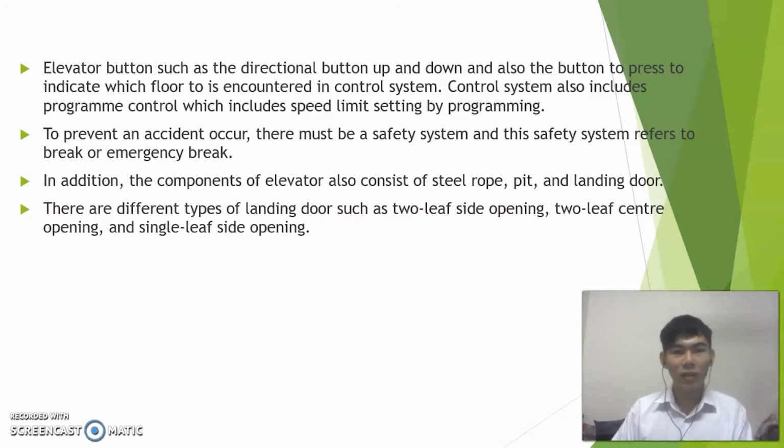The control system includes electric buttons such as directional buttons up and down, and also includes program control, which includes speed limit setting by programming. There is also a brake to prevent accidents from occurring. In addition, the components of the elevator also consist of steel rods, speed governor, and landing door.